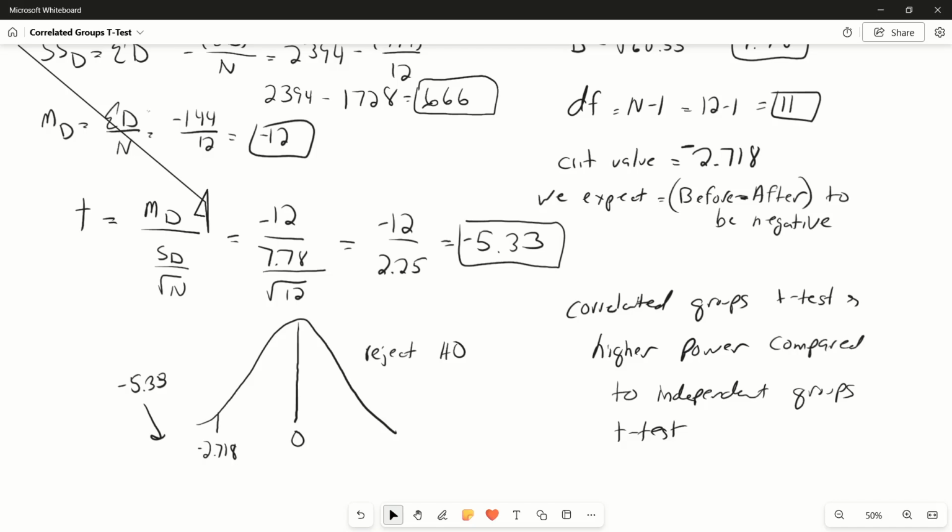So in a way, if you could run correlated groups, you'd have a better chance of rejecting the null, which we all want to do, right? Our goal is to reject the null. The problem with correlated groups is, what happens if something occurs between before and after that affects the study?